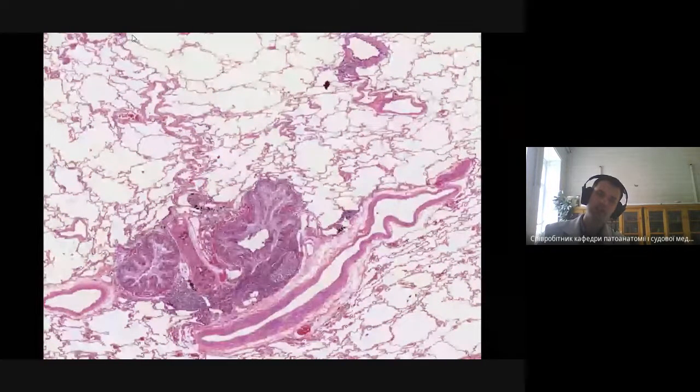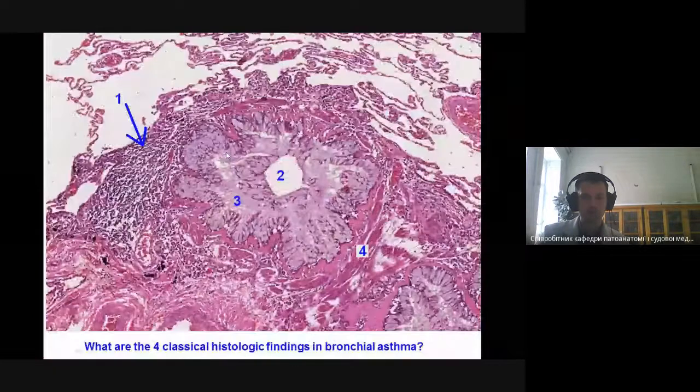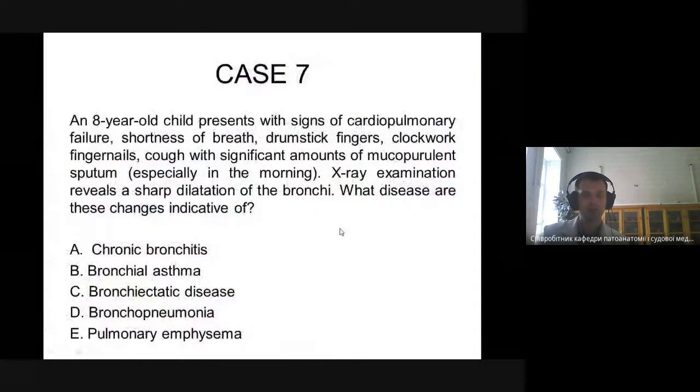in the muscular layer. You see, also you could notice emphysema. You could notice that the alveoli are over-distended. So all four features are given there. All four features are given in this place.